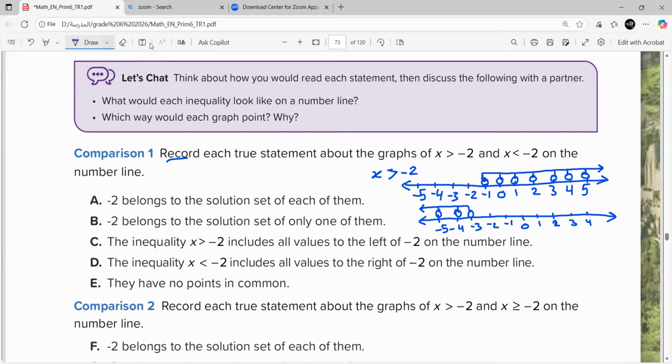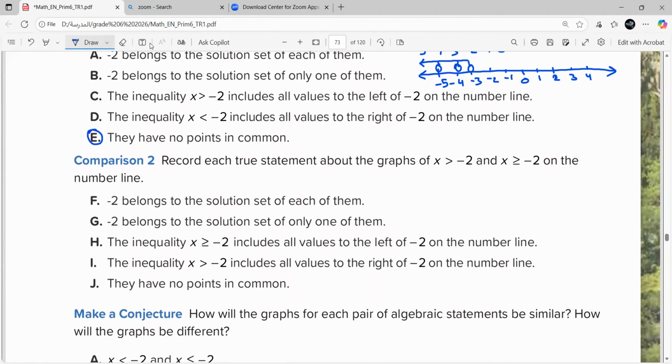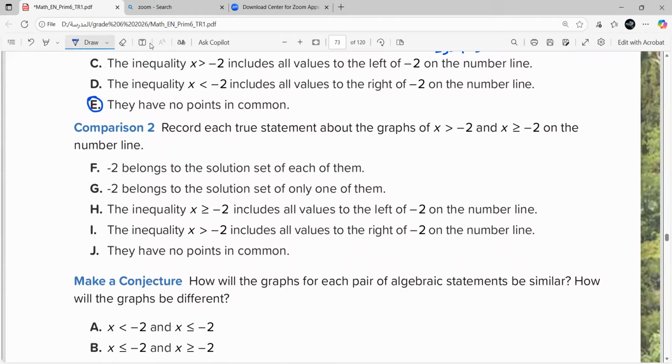They have no points in common. Here we have -1, 0, 1, 2, 3, and so on. And here -3, -4. Yes, they have no points in common. So this statement is true, and the other statements are false. Let's move to the next one, and this is the last example. Record each true statement about the graphs of x greater than -2 and x greater than or equal to -2.